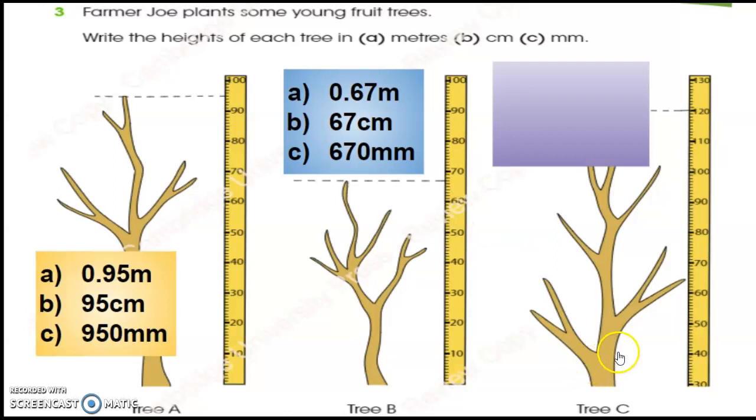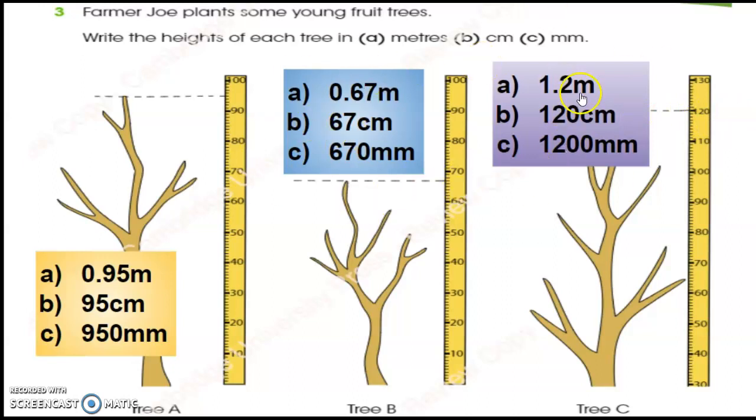Okay, the third tree, tree C. It clearly shows that it's at 120 cm. How many cm gives you 1 meter? 100 cm gives you 1 meter. So 120 cm will give you 1.2 meters. Okay. Then the next answer is very obvious. It's 120 cm. Now, when you convert cm into mm, you times 10. Alright, so it will be 120 times 10 will give you 1200 mm. Right, copy the answers down just next to the tree in your learner's book.